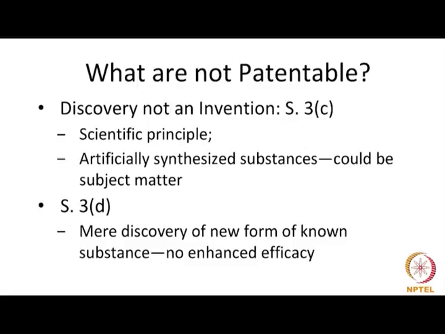Section 3D talks about certain kinds of substances and processes which will not be granted a patent. Now, Section 3D comprises three parts. The first part says that the mere discovery of a new form of a known substance which does not result in the enhancement of the known efficacy of that substance will not be regarded as an invention. Now, what is not an invention was the statement with which Section 3 begins.